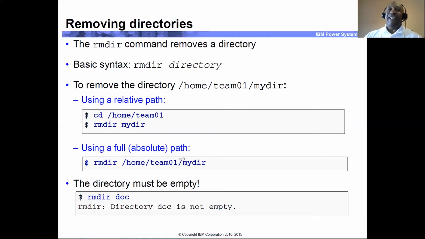Now, in order to remove a directory, the directory must be empty. If the directory is not empty and you issue the rmdir command, like in this case against DOC, the return message is the directory is not empty. And you know I have a little sinister laugh for a reason, okay?